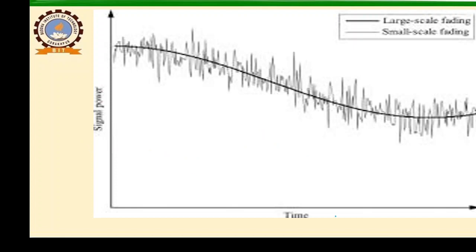First of all, the input signal with respect to time in free space wireless communication has two types of fading: large scale fading and small scale fading. In this figure you can see the dark black line, which shows the large scale fading. On this, the signal goes up and down due to rapid fluctuation over a short duration and small distances. This is the nature of small scale fading.